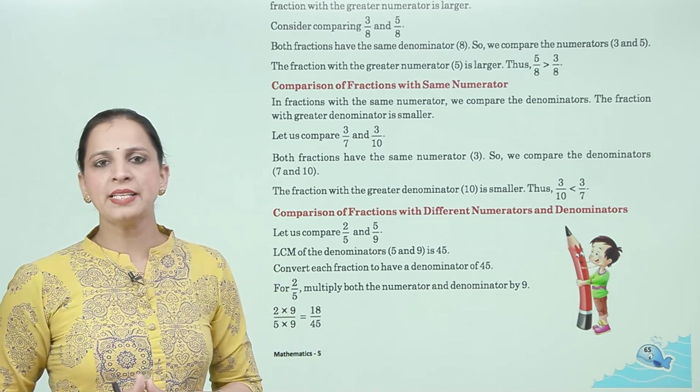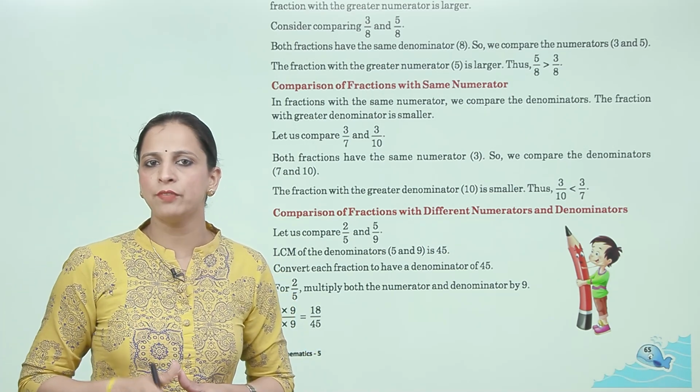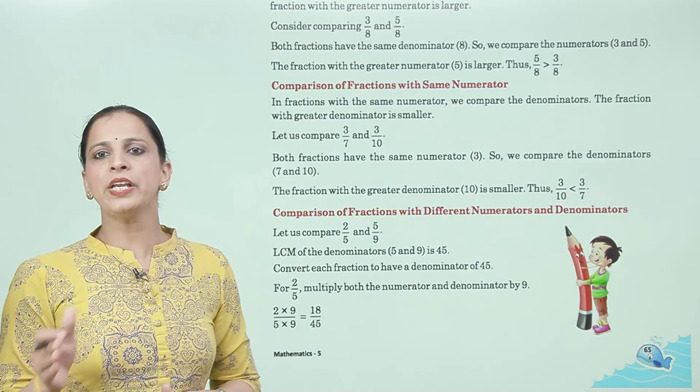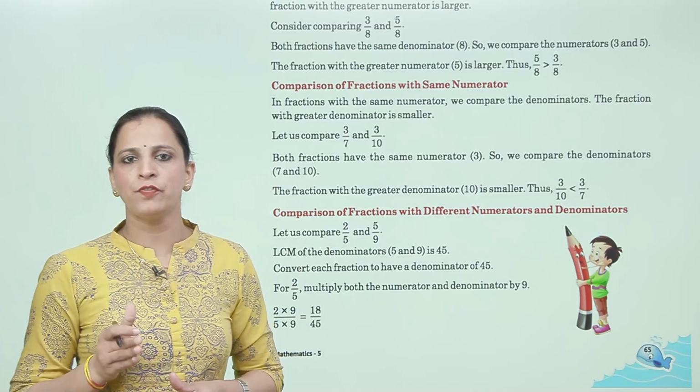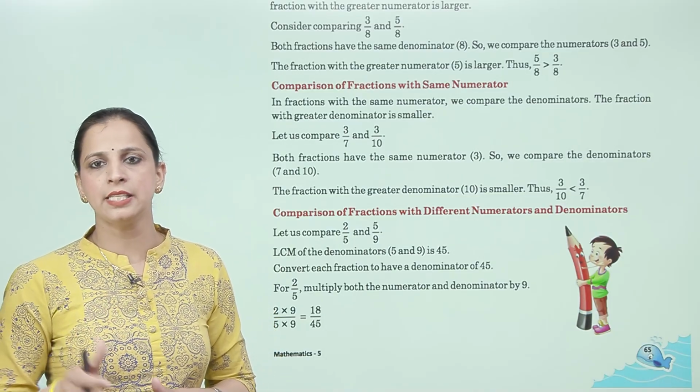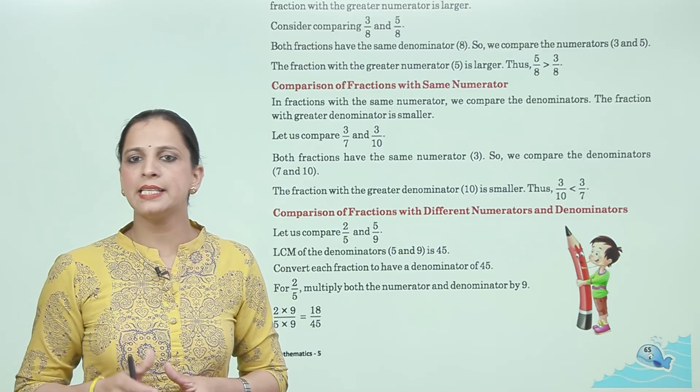Let us compare 3/7 and 3/10. Both fractions have the same numerator 3. So we compare the denominators 7 and 10. The fraction with the greater denominator 10 is smaller. Thus 3/10 is less than 3/7.